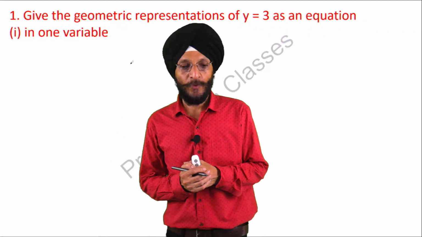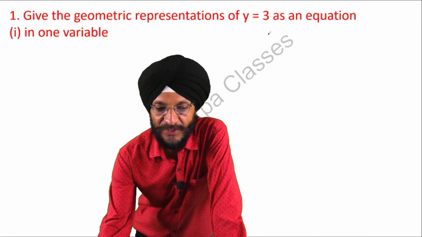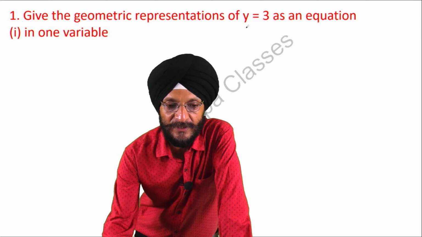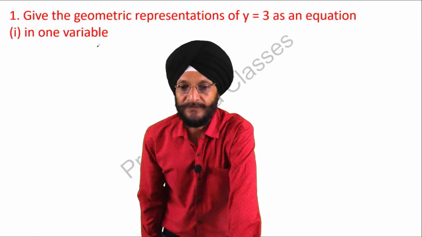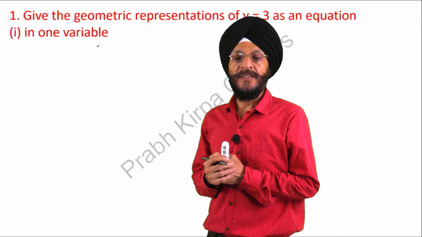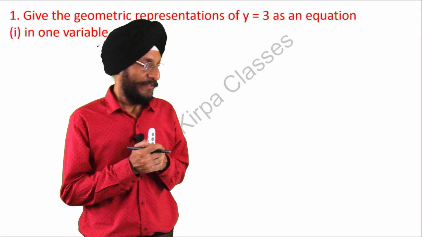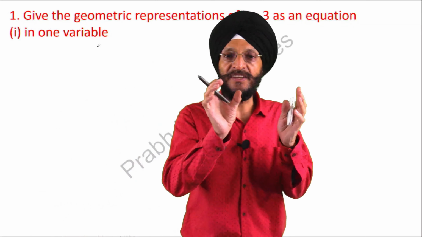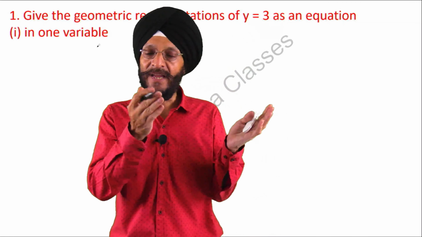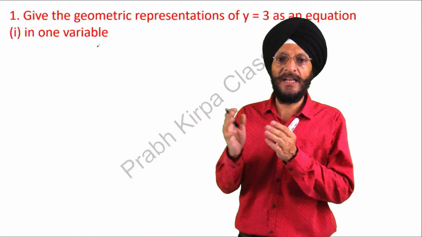Now the question before us is, give the geometric representation of y is equal to 3 as an equation in 1 variable. We have already learnt that in the case of linear equation in 1 variable, there is only one variable which is given in the equation. The variable may be x or y or p or q or t or any other alphabet.